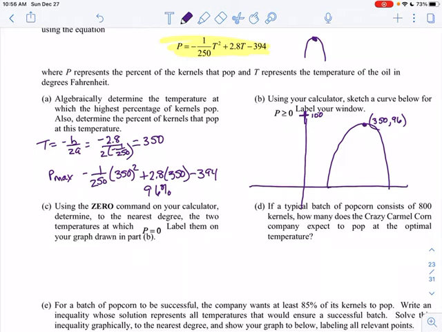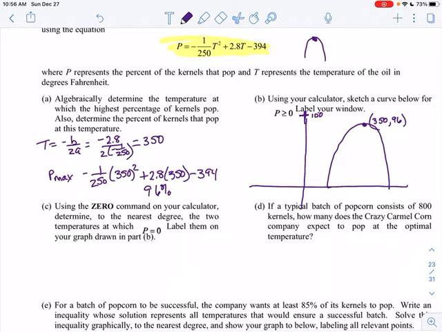Now, I need a window. This point, the x-coordinate is 350. So on your calculator, I want you to plug this equation into y1. All right, so negative 1 divided by 250 x squared plus 2.8x minus 394. Now you need to change your window. So look at the window button.